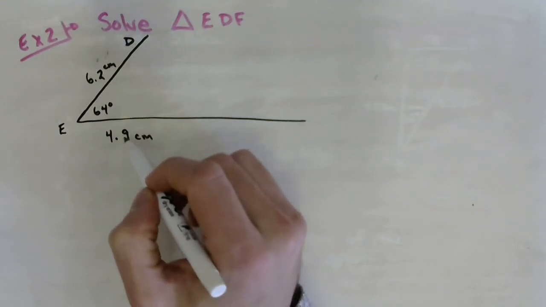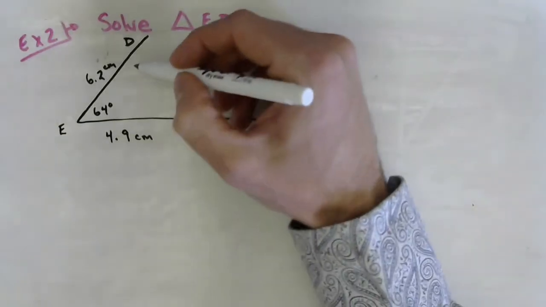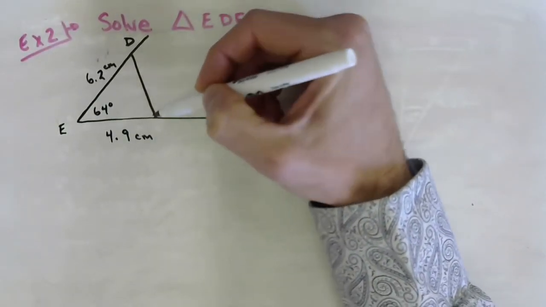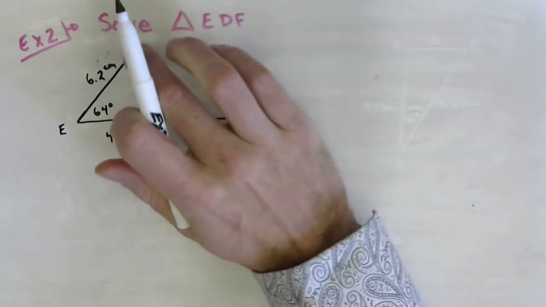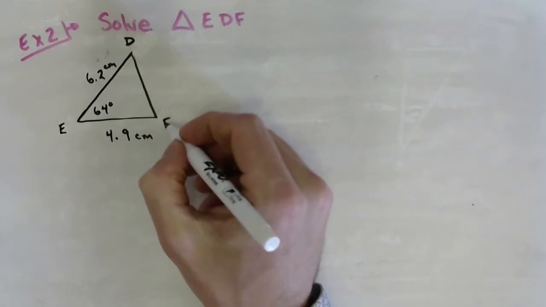But this side length is about 5 centimeters. This one's about 6, so this one should be a little bit longer than this one. So let's just say it looks like that. Are we content with that? Again, it doesn't have to be perfect. Erase my extra stuff. Label your vertices.